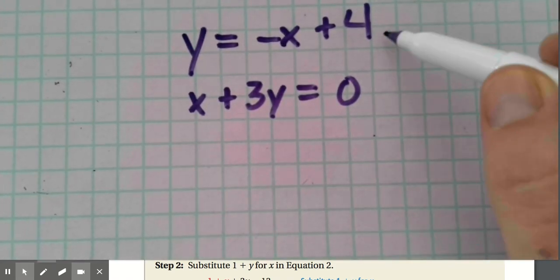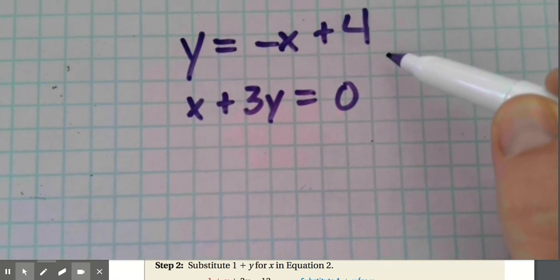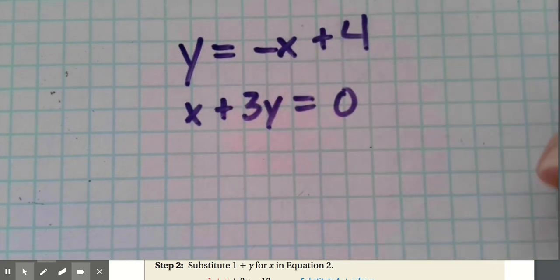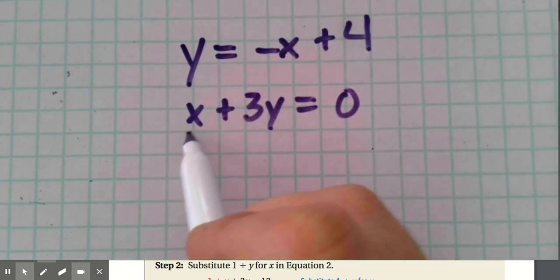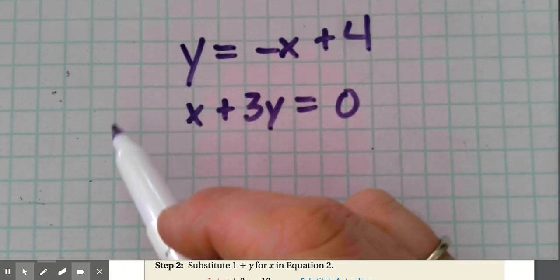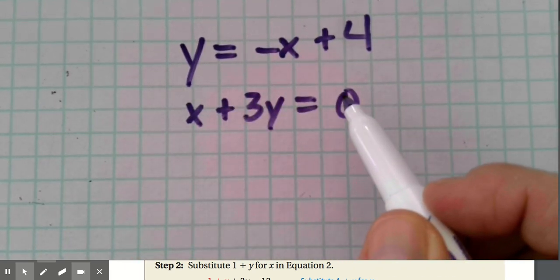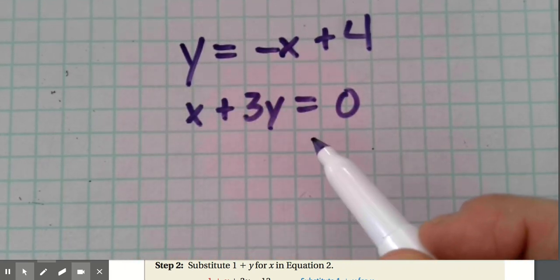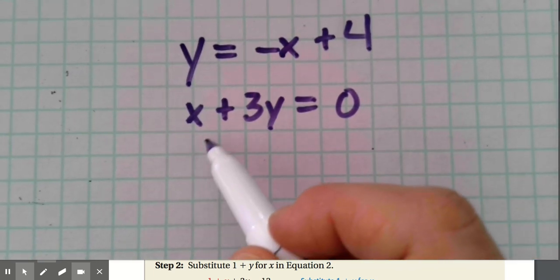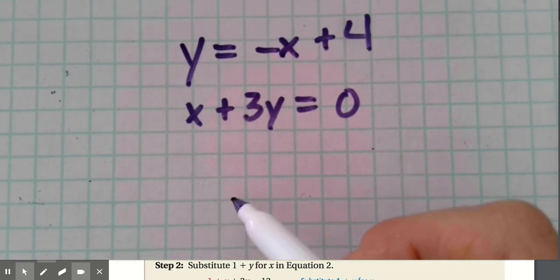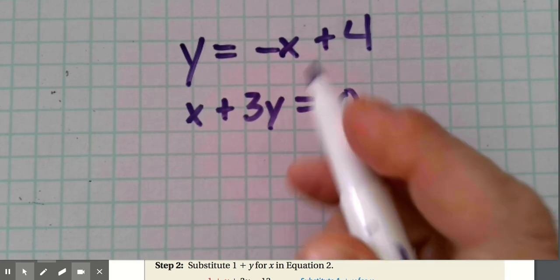So as we look at this, we see this top equation is in slope-intercept form, y equals mx plus b. Okay, this bottom equation is in standard form. So you could graph it in standard form using what you know about intercepts, or you could rewrite the equation so that it is in slope-intercept form.